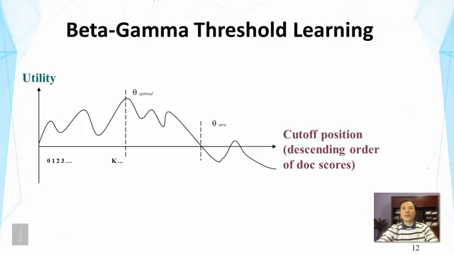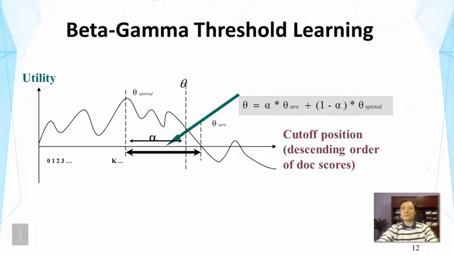As I just explained, it's desirable to explore the interest space. So it's desirable to lower the threshold based on your training data. So that means in general, we want to set the threshold somewhere in this range. Let's say we can use alpha to control the deviation from the optimal utility point.